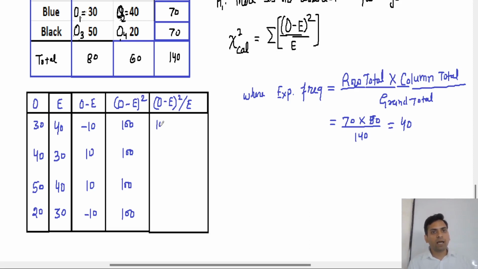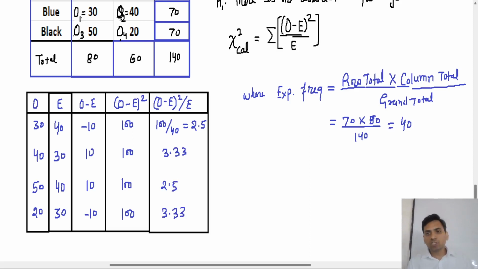So this is 100 divided by 40. So this equals what? 2.5. And next is 10 upon 30. That is what? 3.33. And next is again 2.5, and next is again 3.33.